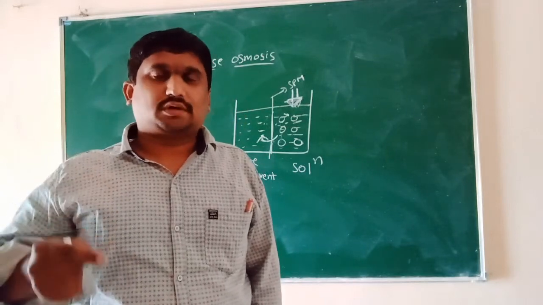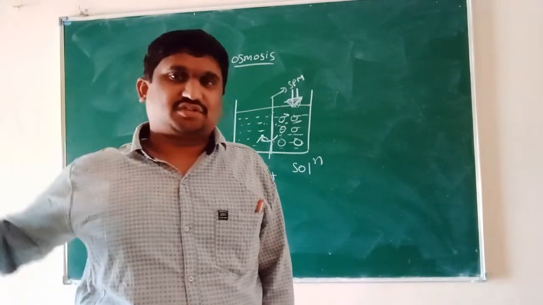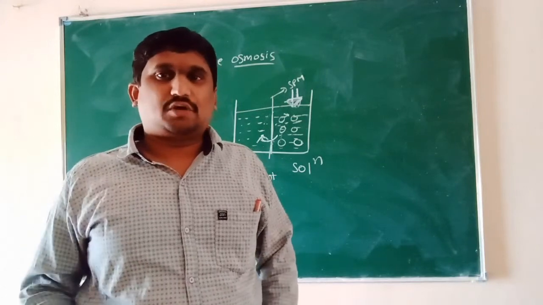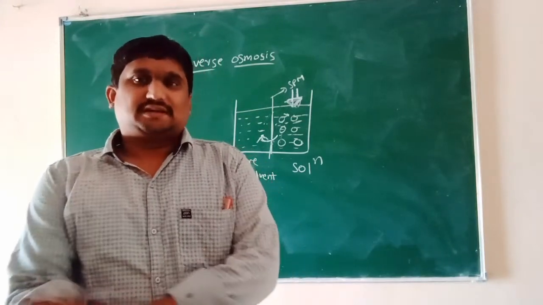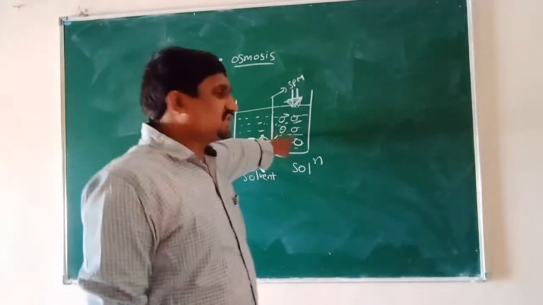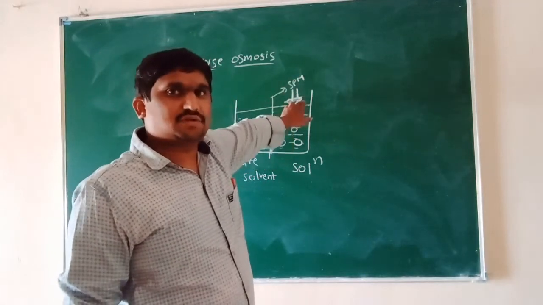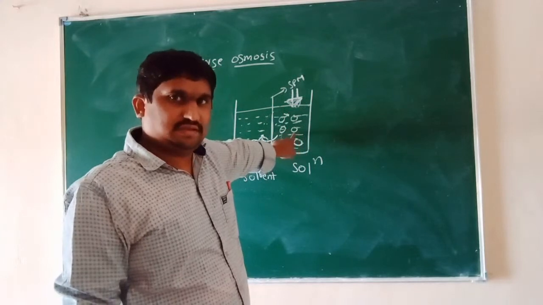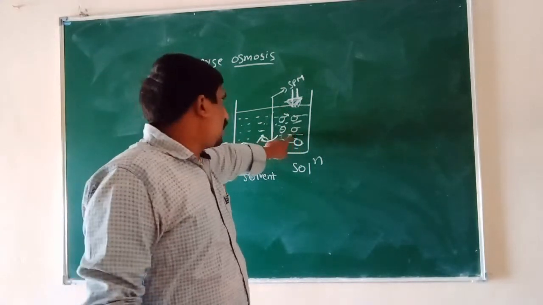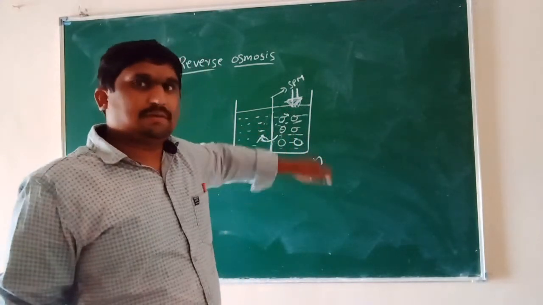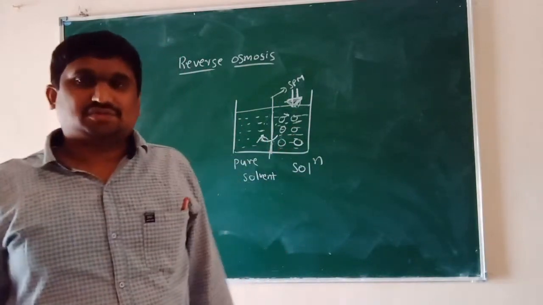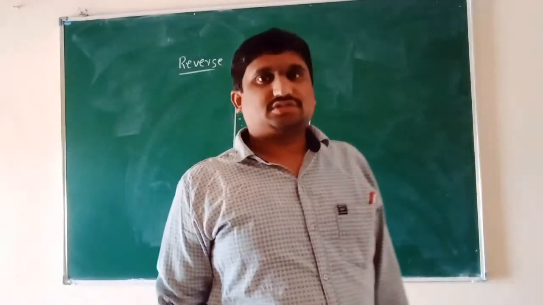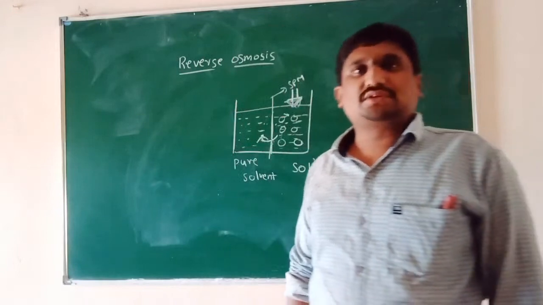From seawater, if you want to remove the salt, we have to use the technique called reverse osmosis. We take in seawater here. If you apply pressure more than the osmotic pressure, then the salt will remain here only. All the water will come out and go into this chamber. So this technique is called reverse osmosis.